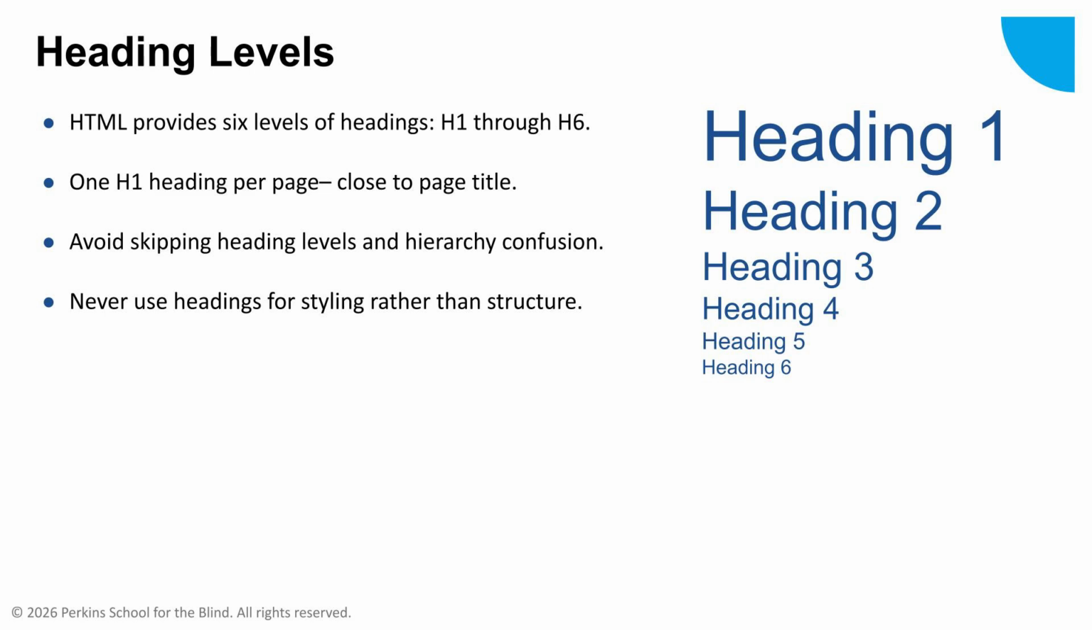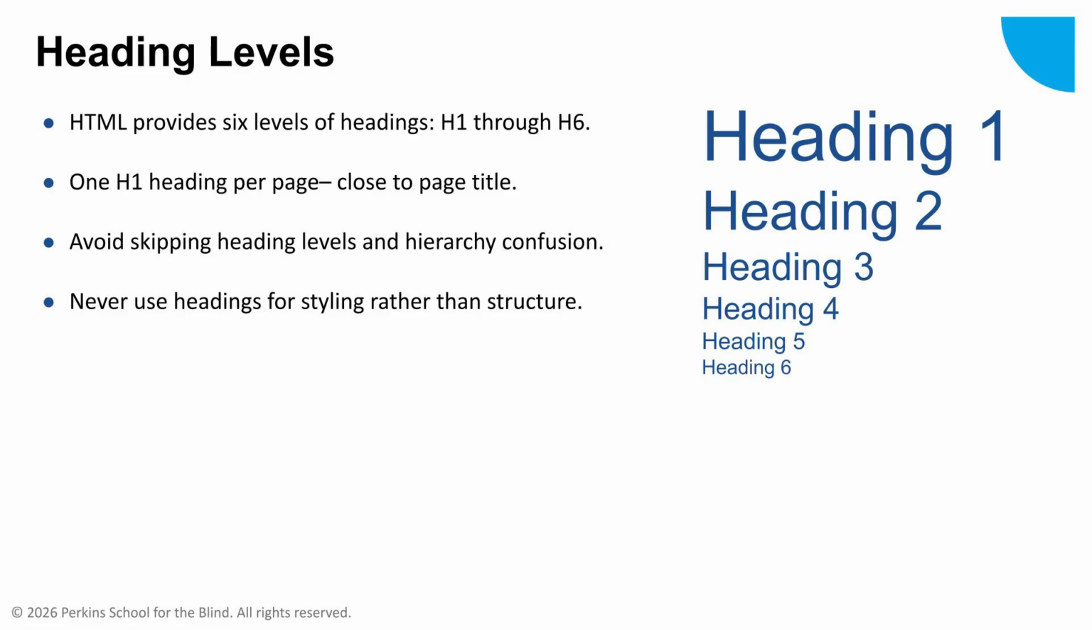After the H1, you should use H2s for major sections. If a section needs to be broken down further, use H3s under the relevant H2. And if you need even more granularity, use H4s under H3s, and so on. What you want to avoid is skipping heading levels, jumping from H1 to H3 or from H2 to H5. This creates confusion about the content hierarchy.